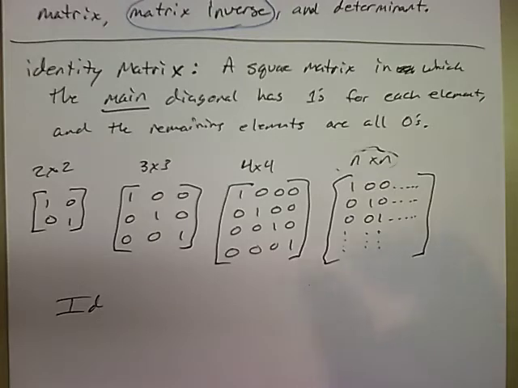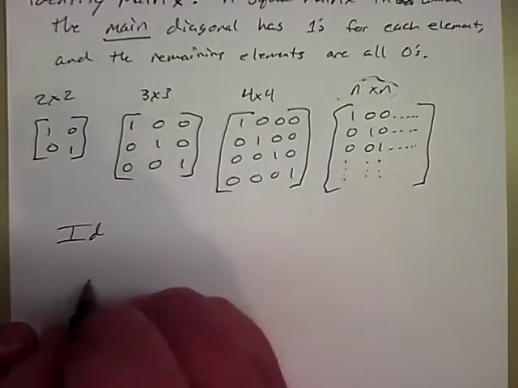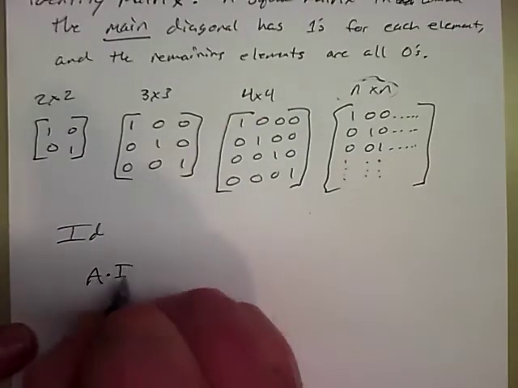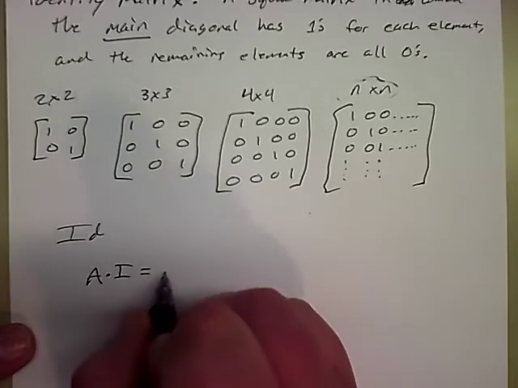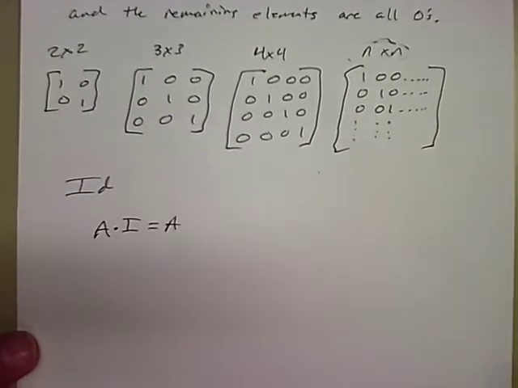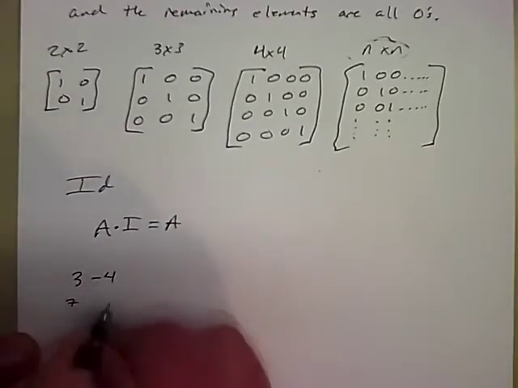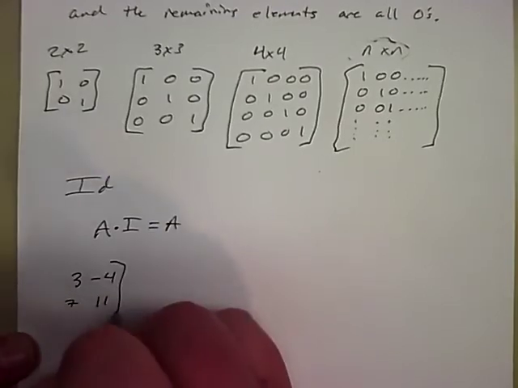Here's what's awesome about the identity matrix. What's super cool about the identity matrix is that when you multiply a matrix by the identity matrix, you get the original matrix. What? Let's try this out. So, what I'm saying is, any matrix times the identity matrix will become the original matrix. So let's find a random 2 by 2. So let's go 3, negative 4, 7, and 11.